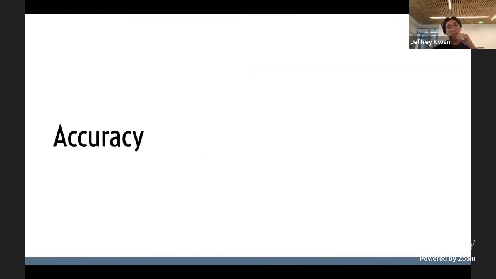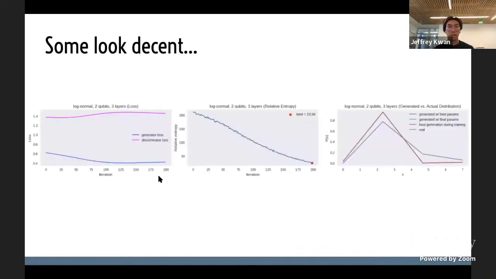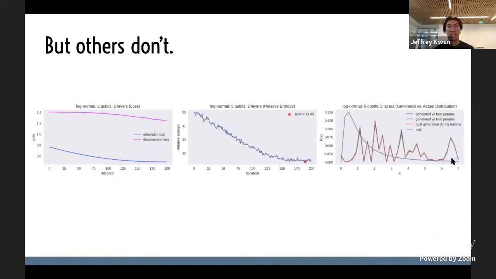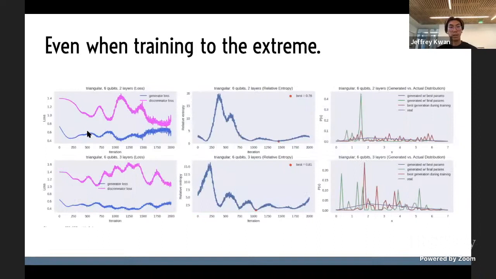So firstly, for accuracy, I wasn't actually able to reproduce the results of the paper. Some looked pretty decent. Basically the real one is the one in purple, and everything else looked like that, which is pretty close. For some reason, this value is super off. But some are, I don't know what happened, and there's stuff like this, which anyways. And even when I pushed up the epochs to the extreme and tried all the optimization methods that the paper mentioned, I didn't really get any concrete results.